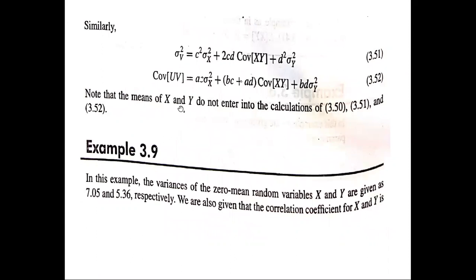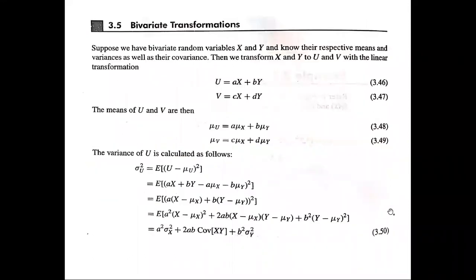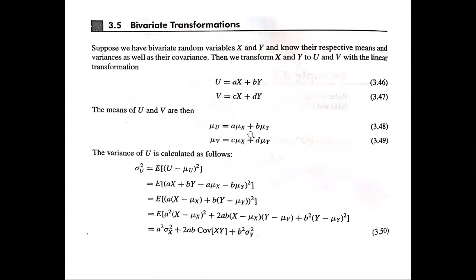So here we are considering that x and y do not enter into the equations which we are writing over here, 3.50, 3.51 and 3.52. So 3.50 is here, 3.51 is here, and 3.52 is here. Okay, nowhere do you have the mu term, the mean term there. Mean term is there here, but in the variance you don't have the mean term. So that's what we are writing over here. Mean of x and y is not there on the right hand side of either of the three equations, 3.50, 3.51 and 3.52. Now let us take some examples corresponding to this.